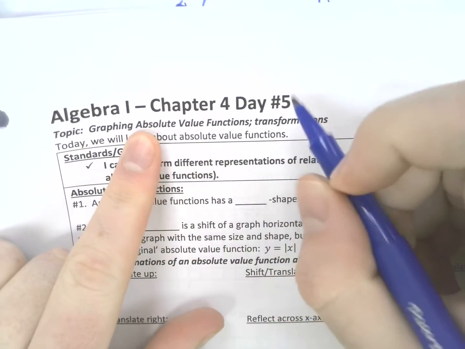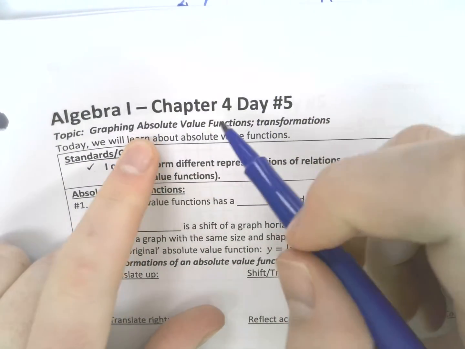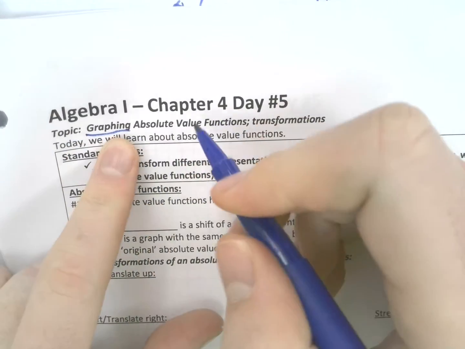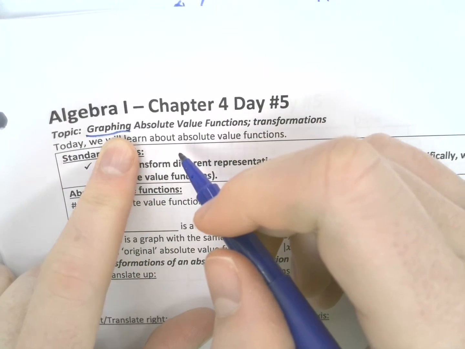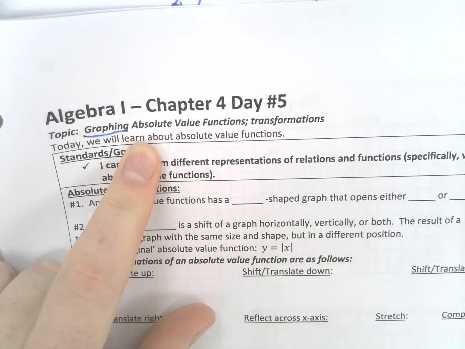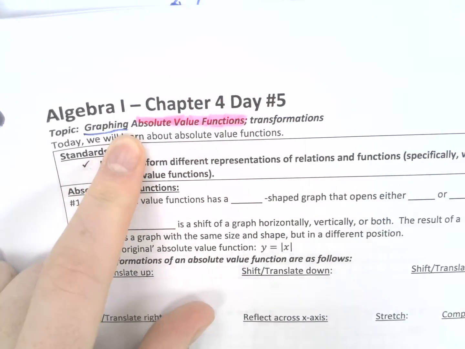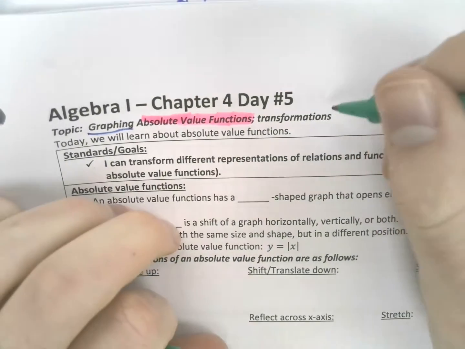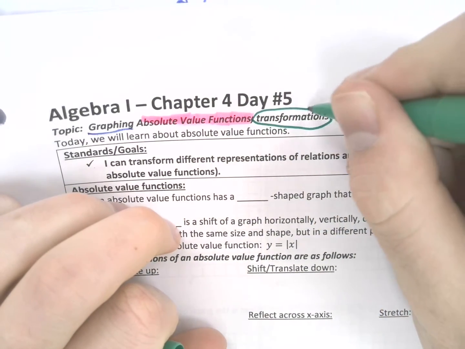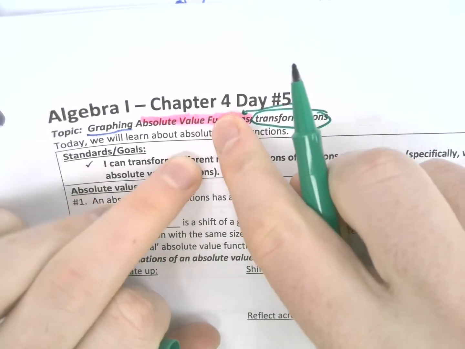And so on day 5, we're actually going to be switching gears a little bit. We're going to be going back to graphing. So we're not really going to be solving necessarily, but we're going to be graphing absolute value functions. And then we're going to be dealing with transformations where we transform those functions.